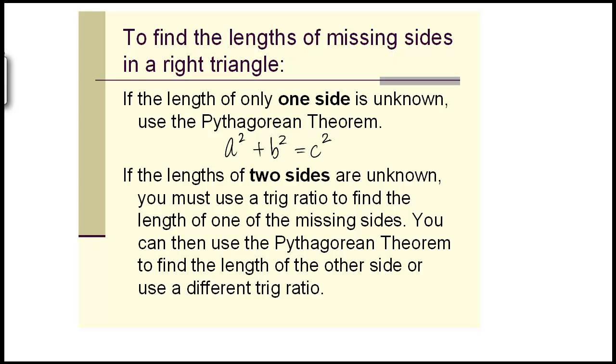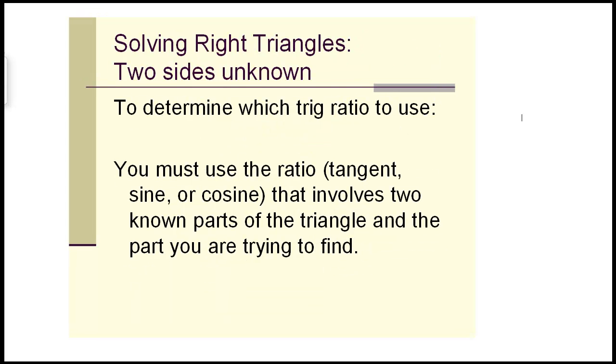If the lengths of two sides are unknown, you must use a trig ratio to find the length of one of the missing sides. You can then use the Pythagorean theorem to find the length of the other side, or use different trig ratios. Solving right triangles with two sides unknown. To determine which trig ratio to use, you must use the ratio tangent, sine, or cosine that involves two known parts of the triangle and the part you're trying to find.